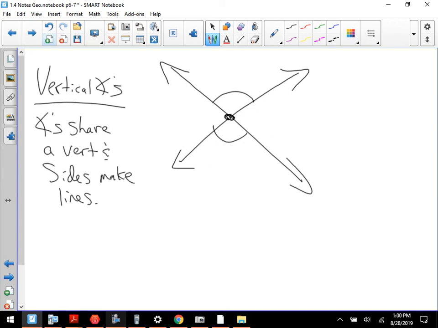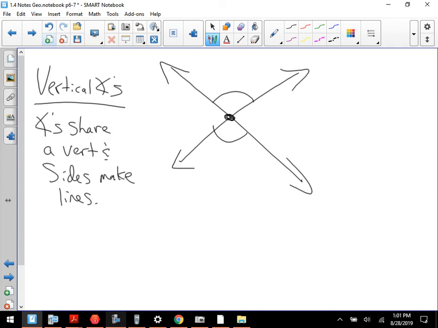What I mean with the vertex is the point where they intersect is always the same. And then if you look at the sides that create those angles, for this example, you see how I've got that V going up and that V going down? Well, the V that's going up and to the right connects to the V that's going down and to the left. Same thing going the other way. The V that's going up and left connects to the V that's going down and right.